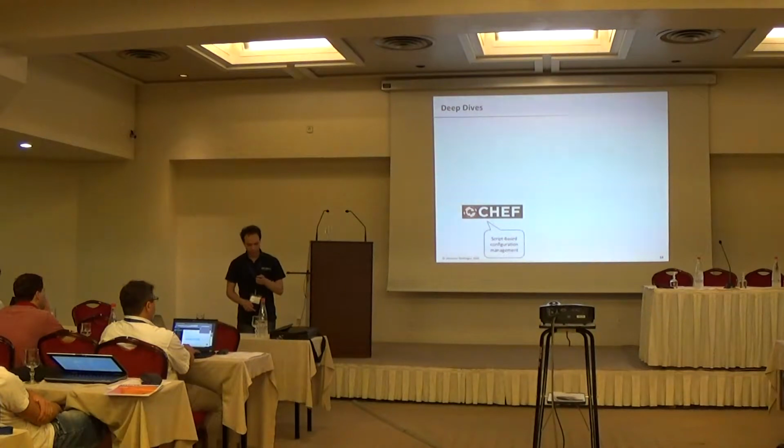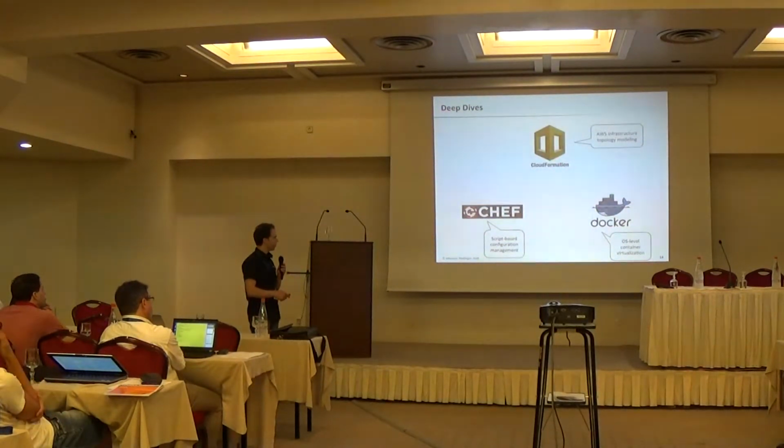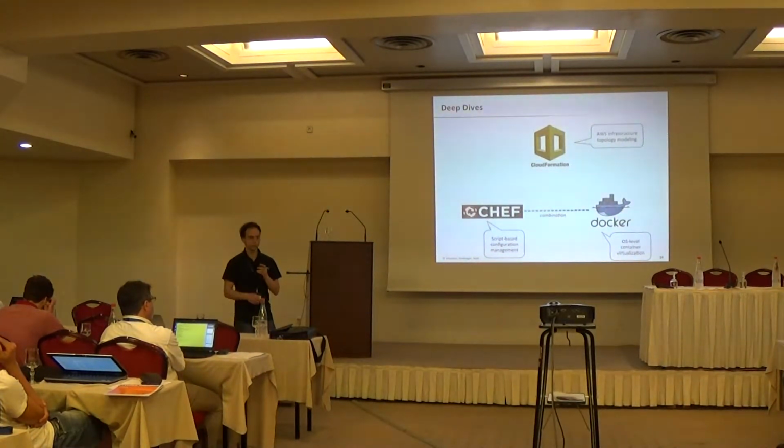So we will see 3 deep dives during this presentation. I will start with Chef as a major representative of this script-based configuration management approach. Then we will have a look at Docker to see how to implement container virtualization on the level of the operating system. We will see how CloudFormation works. This is basically an infrastructure topology modeling language provided by Amazon. And we will also see how to combine, for example, Chef and Docker in order to build containers, and how to use CloudFormation in order to orchestrate different kinds of technologies.